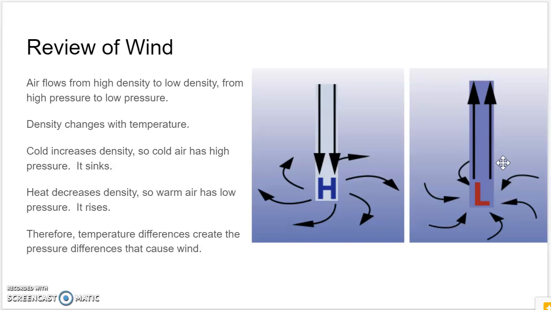That's true for local winds, and that's true for global winds. And here you see that the H that stands for high pressure is blue because cold causes high pressure. Here you can see the L that stands for low pressure is red because heat causes low pressure. So cold and high, warm and low.